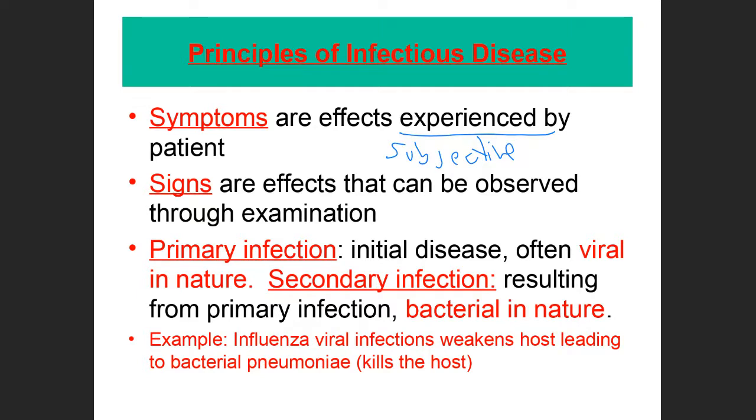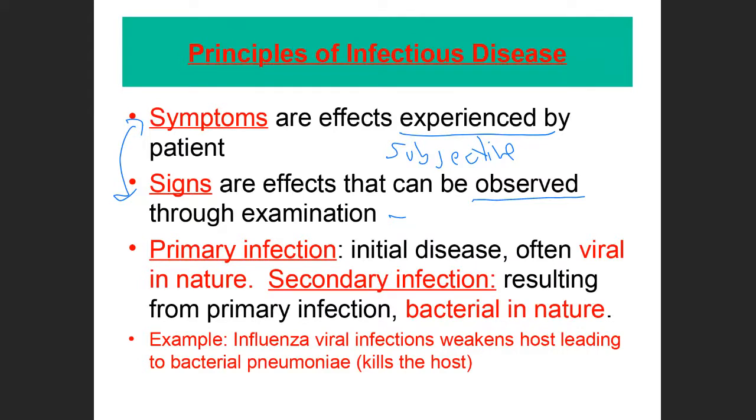A sign is something that can definitely be observed. It is objective. I mean, symptoms are subjective. Signs are objective. They can be measured, they can be examined. So that would be fever, again, a discharge, a redness, etc. High blood pressure. So know the difference between signs and symptoms and be able to identify what is a sign, what is a symptom.